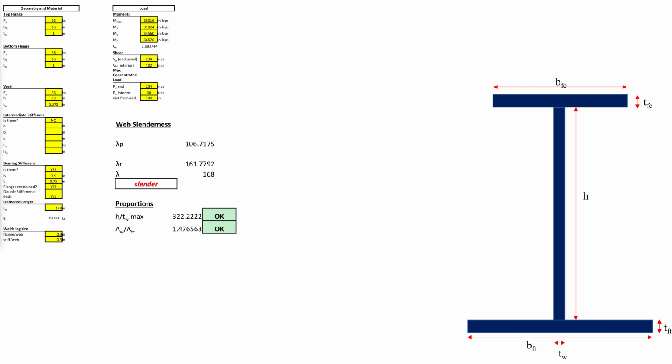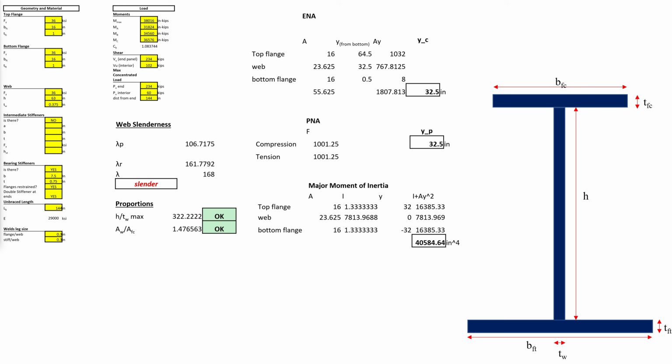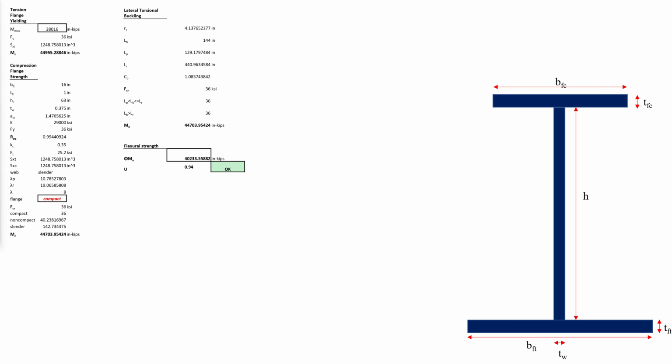From here, we start preparing for the flexural strength calculations by finding the elastic neutral axis of the girder, the plastic neutral axis, the moment of inertia of the girder about the major axis, the elastic section modulus considering the upper and lower flange, and the plastic section modulus. We proceed to calculate the flexural strength of the girder.